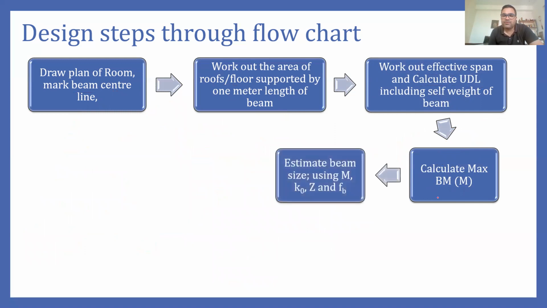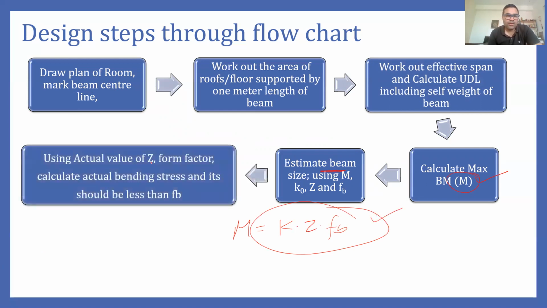And after that, once we calculate the bending moment, then we will try to estimate the size of beam, which will be suitable to carry this much bending moment. So the size of beam will be calculated by using the formula K naught into Z into FB. So using this formula, we will try to estimate the size of beam. And once we estimate the size of beam, then we will find out the actual value of Z.